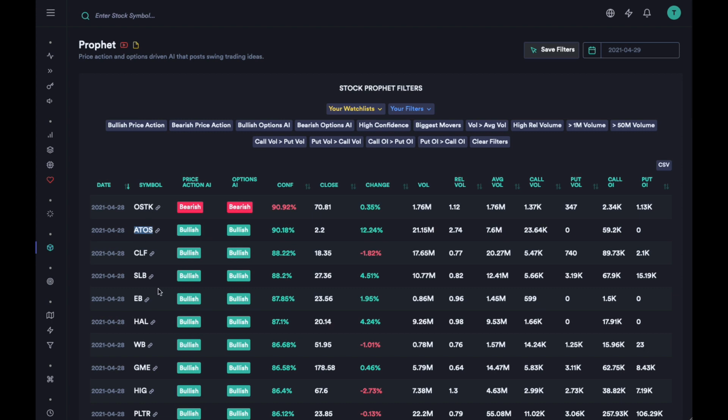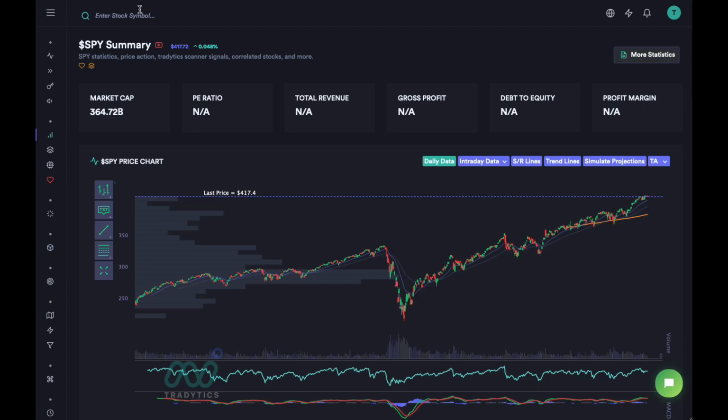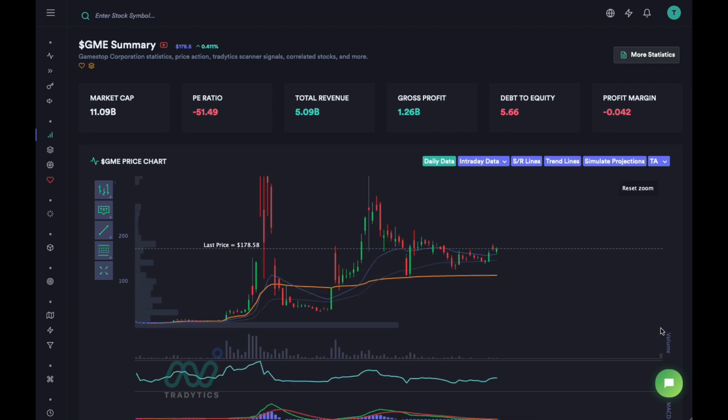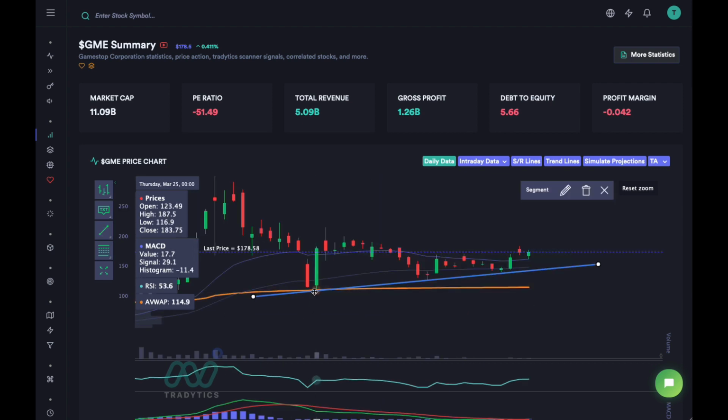So let's see if we can see something else. GME, obviously I think everyone knows GME. Let's see what's happening with GME. So again, the tool thinks this is a bullish setup. Let me see if we have something here. So one thing that we have here is that there is this beautiful trend line that we have been following. So let me zoom. You can see that we hit the trend line, we went up, then we hit it again, we went up, we hit it again, we went up.